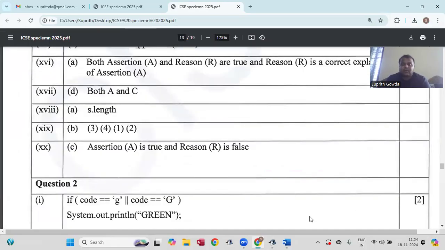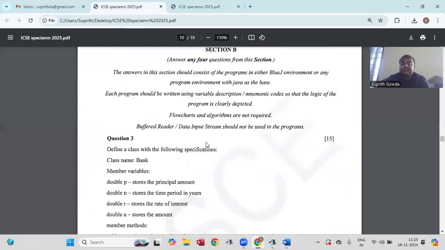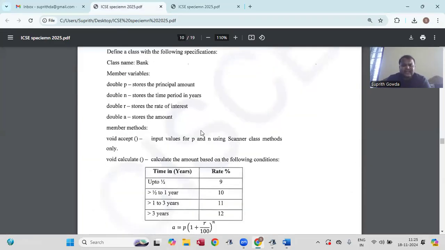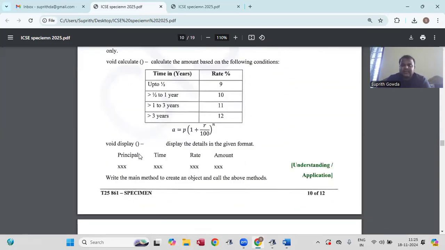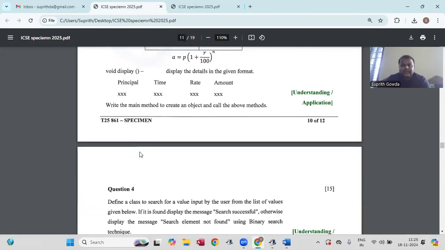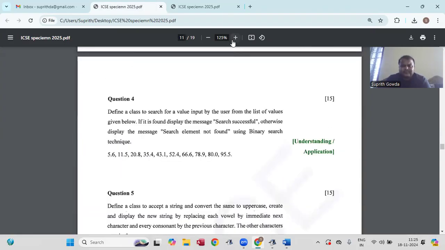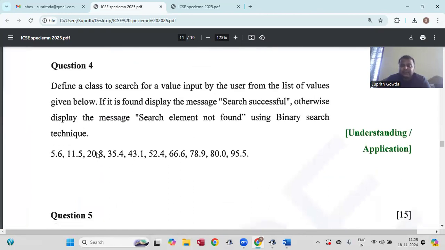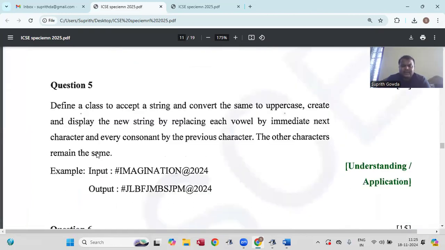Got it? Okay, now remaining in the program, in section B we have question number 3. This is related to methods, so we can use different variables and different member methods. Yes, you are going to write the program. This one is binary search, and the input is not integer, he has taken double. Question number 5 is one question related to strings. We accept a letter, convert it into uppercase, and display the vowels replaced by the immediate next letter.